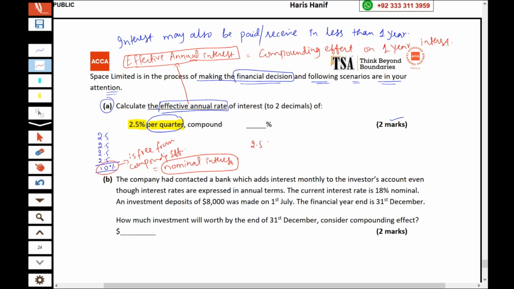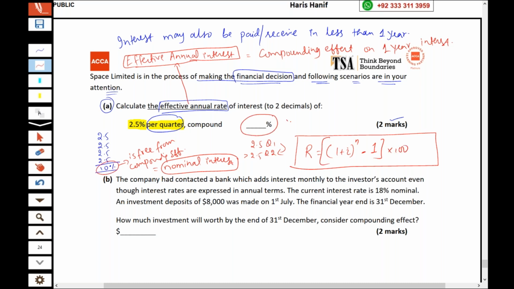There will be 2.5% in quarter one, and in quarter two, it will be greater than 2.5% because of the compounding effect. And there is a simple formula for that. Capital R is equal to (1 plus i) to the power n, minus 1, and then multiply by 100. My effective interest rate should be greater than 10% because of the compounding effect.